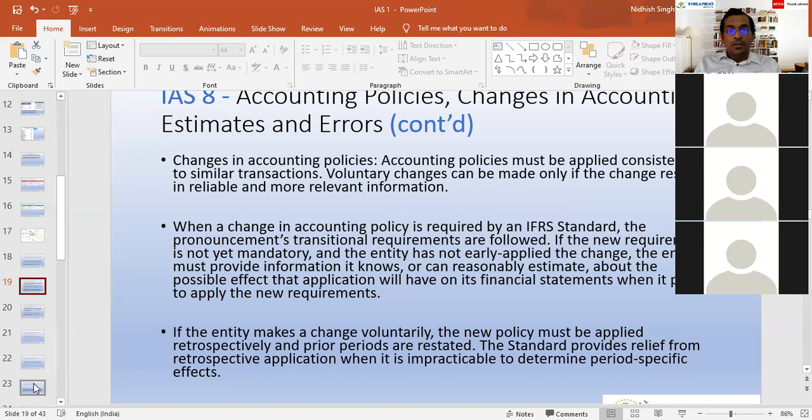Now, another thing is, if the change is required by the accounting standard, then you don't have to apply it retrospectively. However, there's another catch. If the new accounting standard requires you to change the accounting policy, but you choose to adopt that earlier. Suppose there is an accounting standard which requires you to do a certain way of capitalization, but that is effective 1st January 2021, and you choose to apply that from 1st January 2020. Then again, you have to explain why you want to do that.